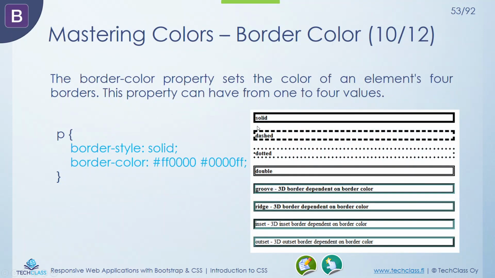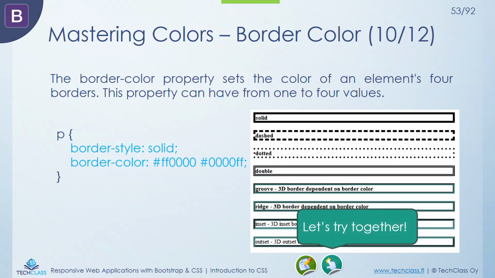And then the border color, you can also see here there are different styles. Solid is this one, dash, dot, double, and then the other ones. You can see how you can define the border colors here as well. There is also tons of material online if you want to gain more knowledge. You can also try by yourself now.